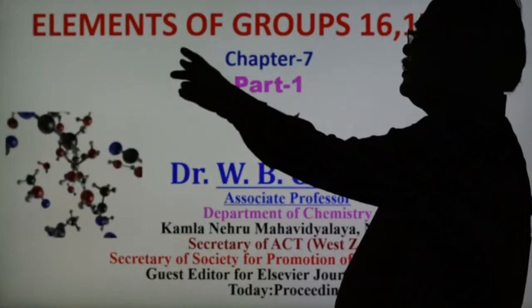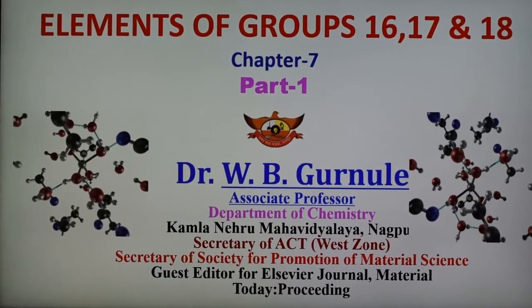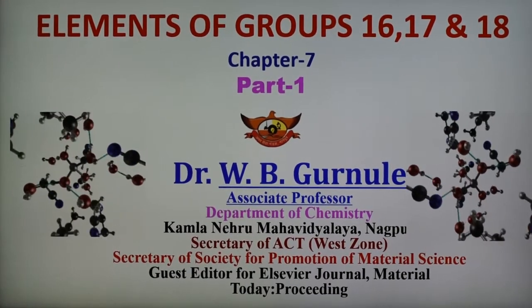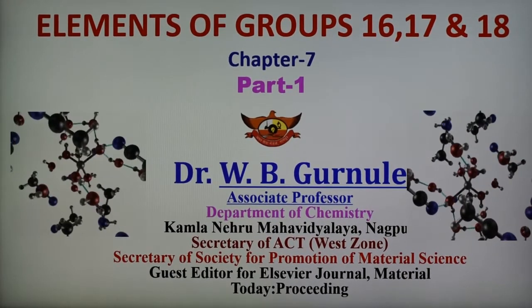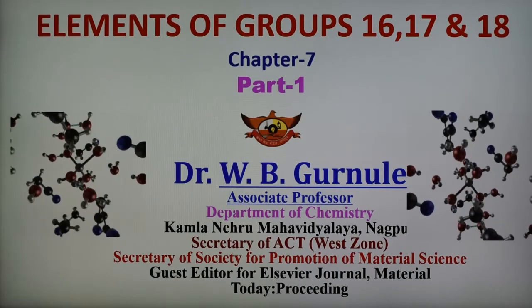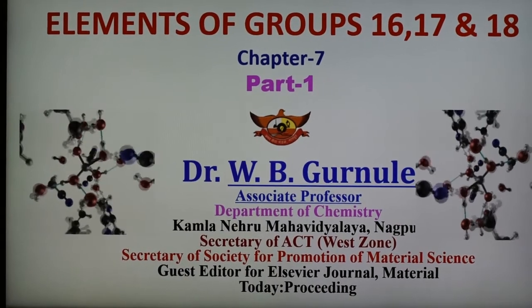Today we are going to discuss the general characteristics and also how the elements of these groups occur in nature. After that, electronic configuration and important physical properties, that is atomic and ionic radii, then the ionization potential, and some other properties we are discussing in today's presentation. So today's topic is the elements of group 16, 17 and 18. This is chapter number 7, and this is the first part, where we discuss the different aspects of group 16, the oxygen family, the halogens and the noble gases.